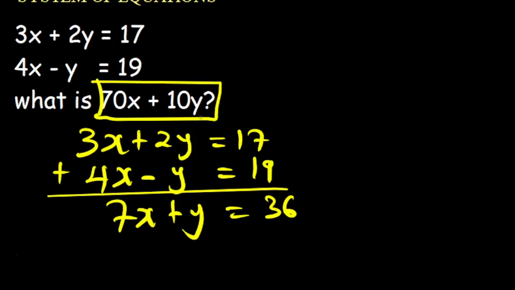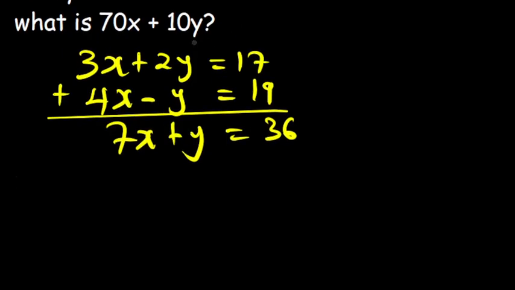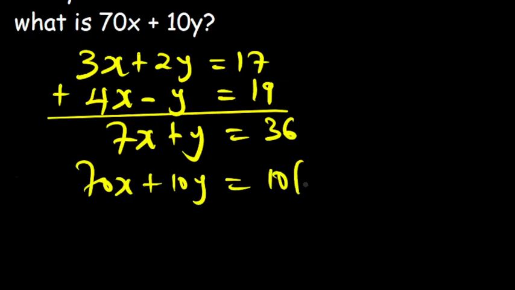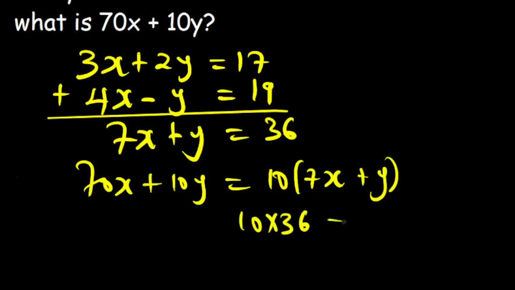Let's factorize it. Do you have something similar to what you have under here? So when we factorize 70x plus 10y, this will give us 10 into 7x plus y, and 7x plus y is 36. So 10 times 36 is equal to 360.